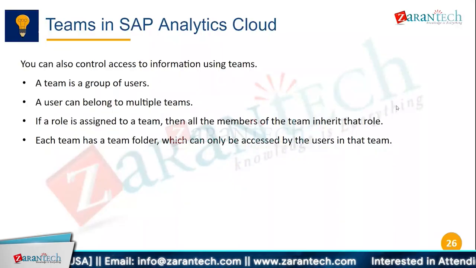So basically a team is a group of users. You can control the access information using teams. A user can belong to multiple teams. For example, your team is the Goodyear project team. You can create teams like this within SAC, and these teams will have 5 or 6 users like Rajni, Akshi, DC, and all those. They can be part of this team.